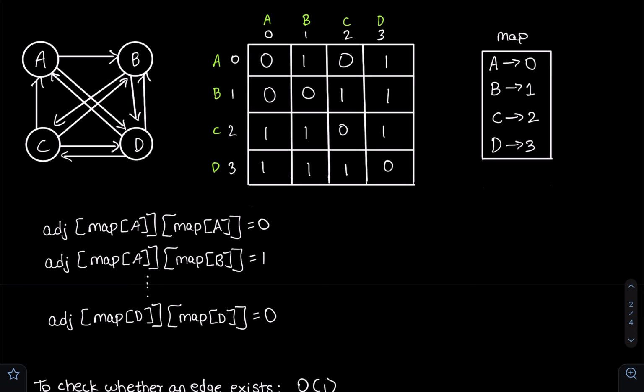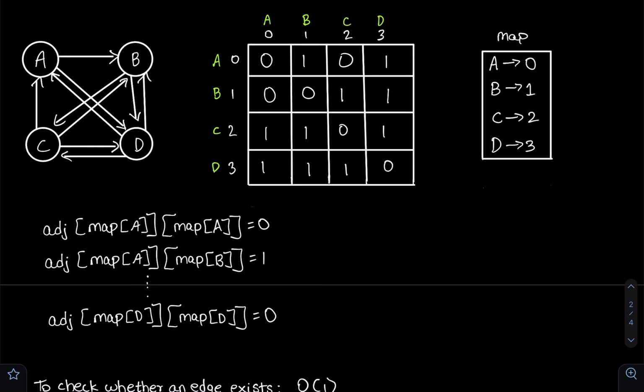We'll make use of a hash map, and the keys will be the vertex names, and the values will be the indices that the corresponding vertex maps to. So, for example, to say that there is no self loop for the vertex A, so there is no edge between A and A, we can do adjacency, which would be the name of the matrix, and then within we can get map of A, and then map of A again, because this is the source node and this is the destination node. There is no edge going from A to A, so we put 0.